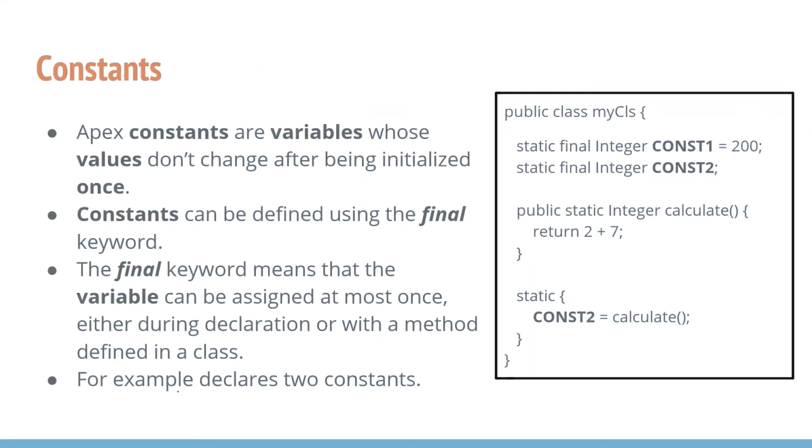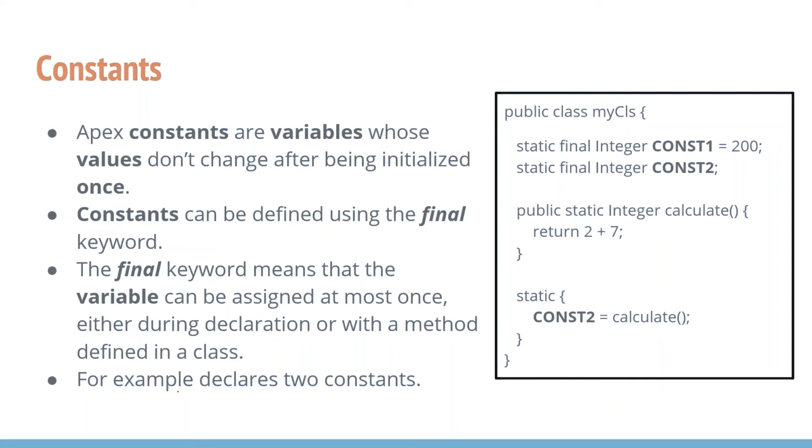Moving ahead, we have constants. As its name suggests, it depicts a constant value. Apex constants are variables whose value doesn't change after being initialized once. So when you declare the variable value, you cannot change it. Constants can be defined using the final keyword.